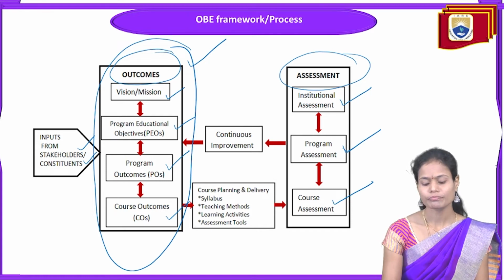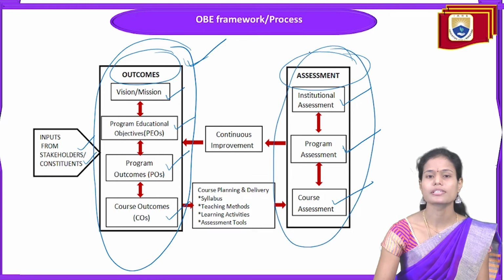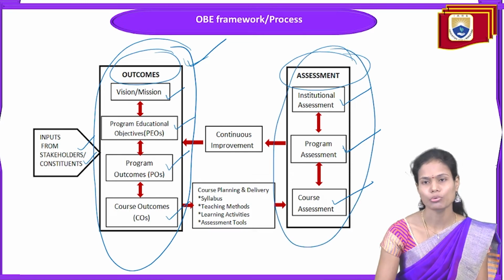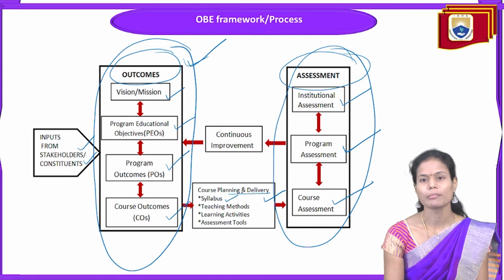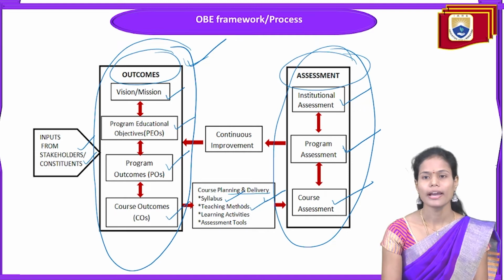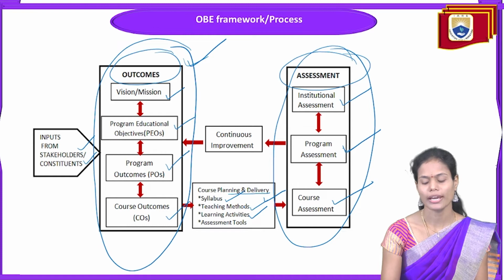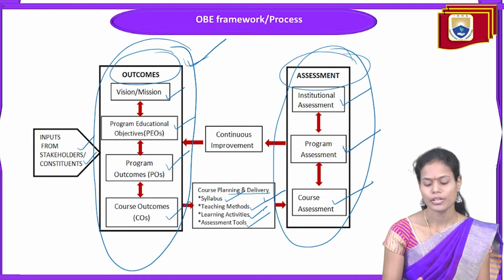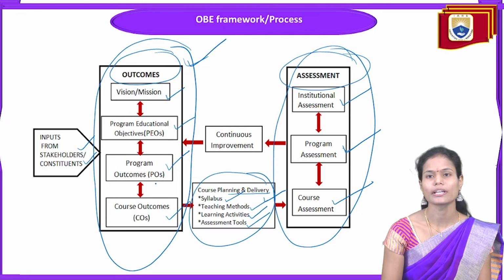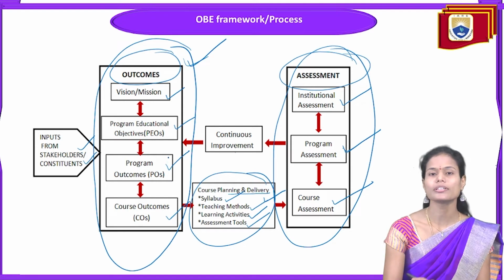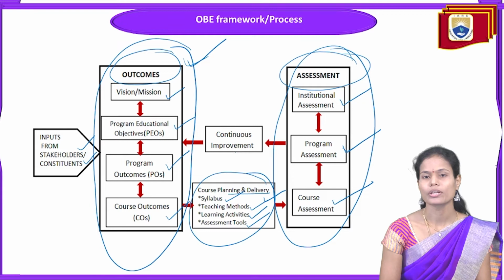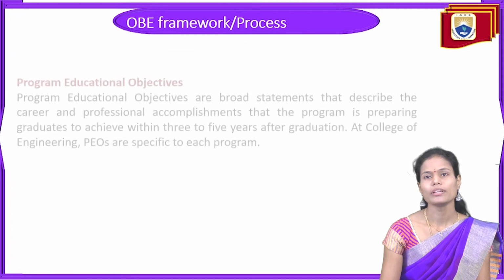So in order to achieve these goals, we are taking these assessments from the institutional level, the branch level, and the course level. To reach these outcomes, we are doing course planning and delivery, the syllabus, which types of teaching methods we are using, what learning activities we are providing for the students, and what assessment tools we are utilizing. These are the major things to achieve our required outcomes. From the assessment, we are always getting continuous improvement to reach the required outcomes. So this is the outcome-based educational framework, the OBE framework process.